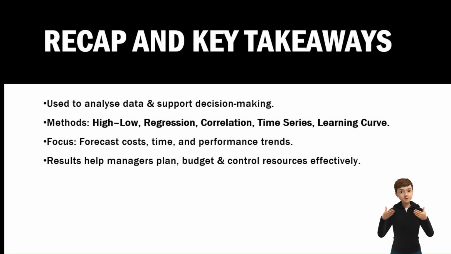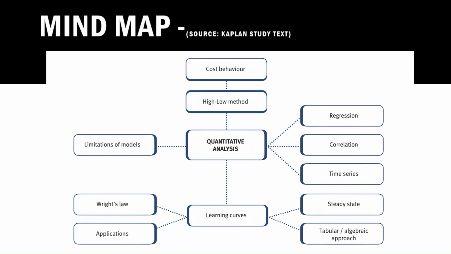Recap and key takeaways. We've seen how high-low splits costs, regression and correlation analyze relationships, learning curve shows efficiency gains, and time series predicts patterns. All help forecast costs and performance, guiding better managerial decisions. This chapter pulls all the quantitative techniques together into one view of data-driven management. Mastering them builds a solid foundation for ACCA Performance Management and your career in finance.